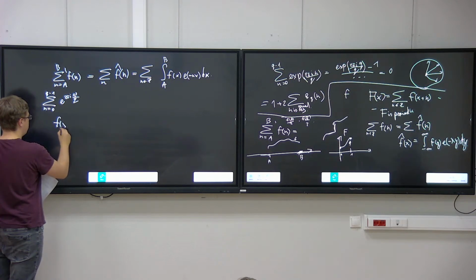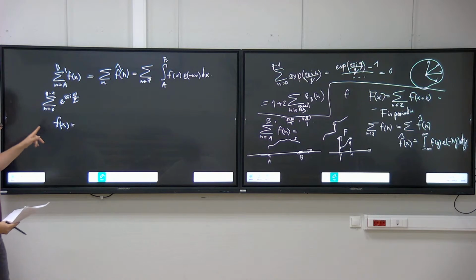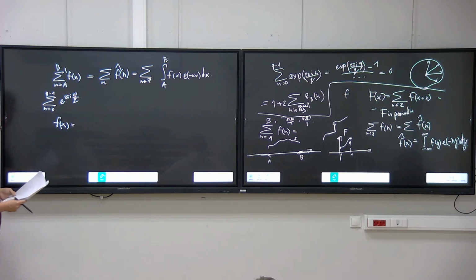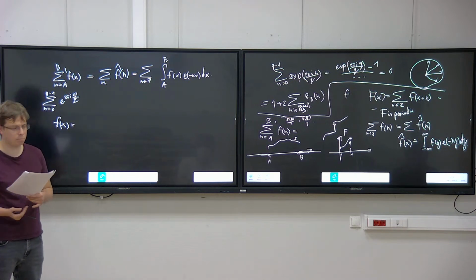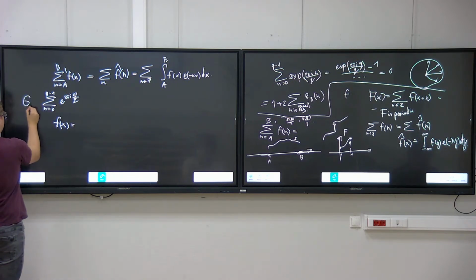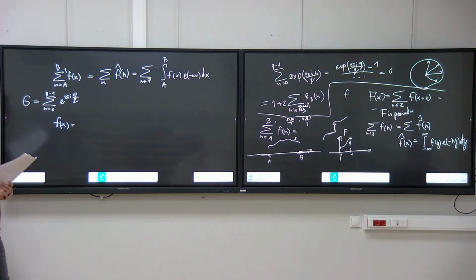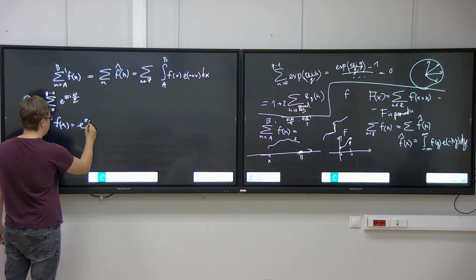F of x is what? In problem 4, we want to compute such sum. Yes? This is exactly our job. Actually, from this point, we don't need that q is prime. Actually, q is a natural number. What's our function f? Small f here. Yes, f of x is e to the power 2 pi i x squared over q.